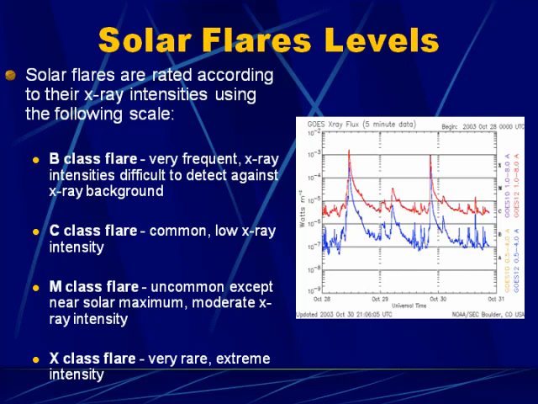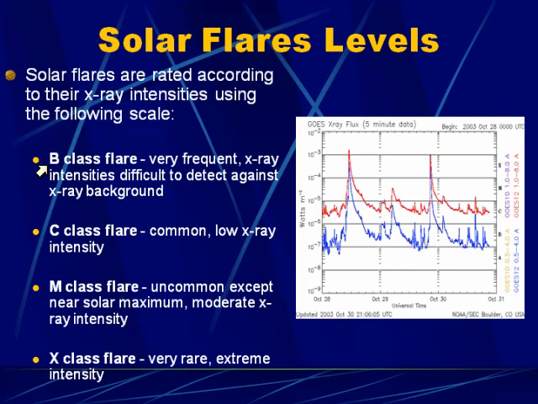Now, we rank solar flares on a logarithmic intensity scale. Basically, the weakest flares are called A flares, but they're always present. They're not really even worth considering to be flares. They're so low power, essentially, that small granules can generate them.